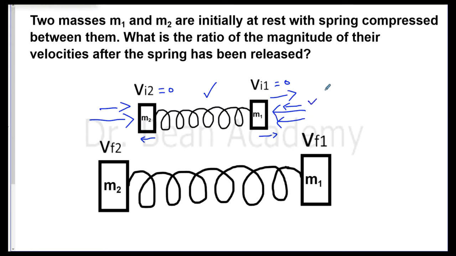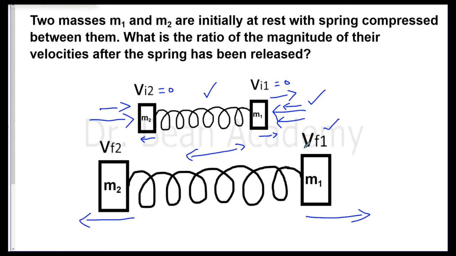So when I remove this force, they will immediately go away from the spring. The spring will expand, and the two masses will start moving away from each other. We call the velocity of mass 1 after my force is removed Vf1, and the velocity of mass 2 after my force is removed Vf2, and we can see that these two velocities are opposite in direction.